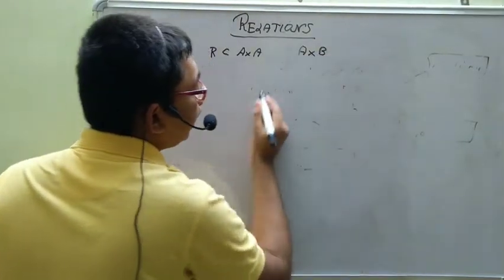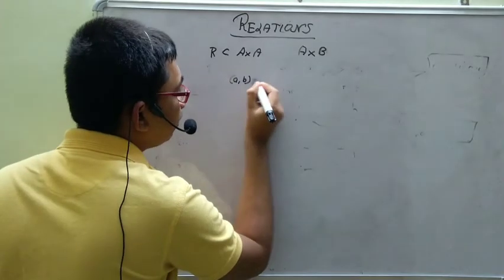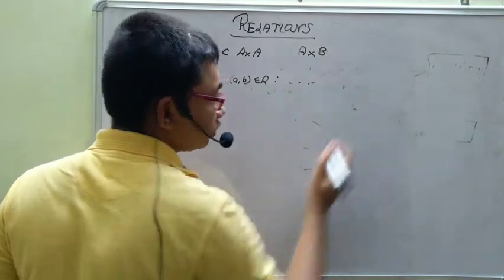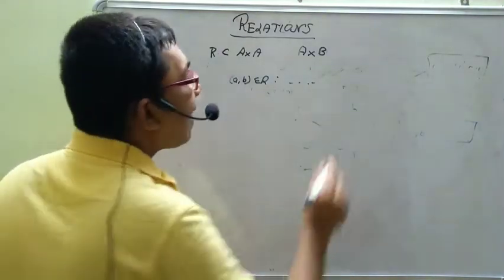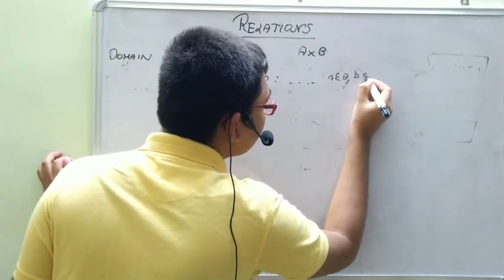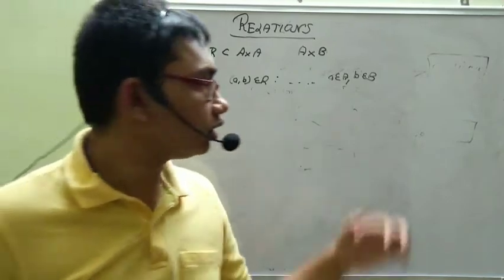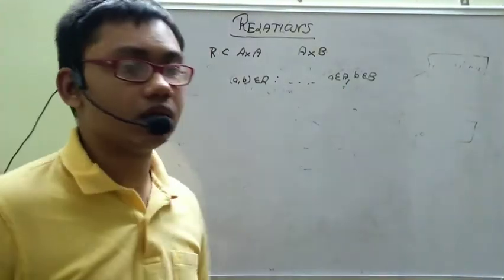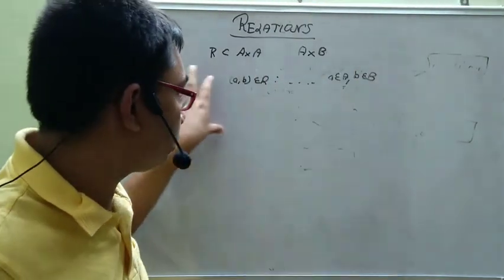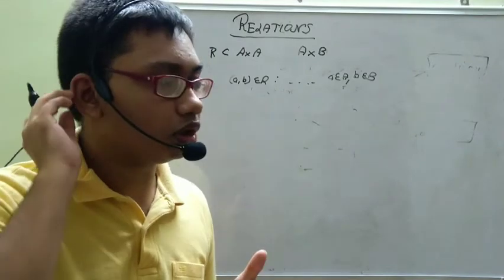We write A is related to B if some condition holds, but with A an element of A and B an element of B. This is how we write this relation. Generally relations are of this form. I am just taking a hypothetical example, you need not actually bother.